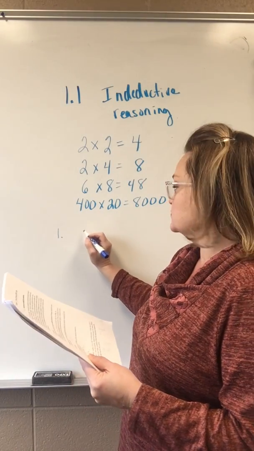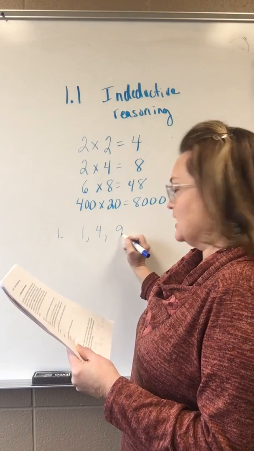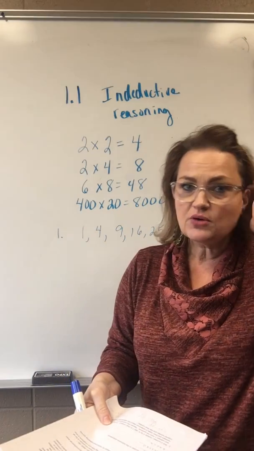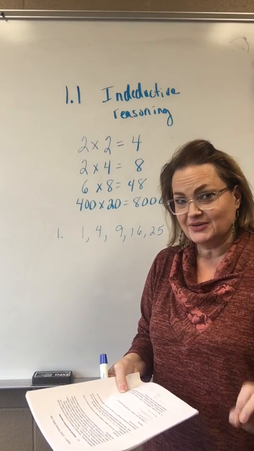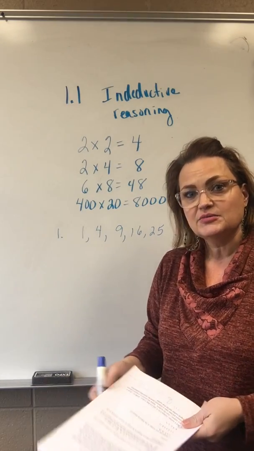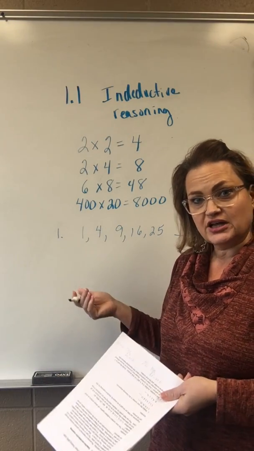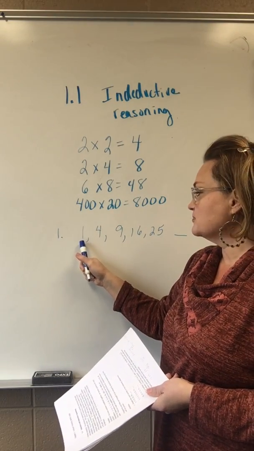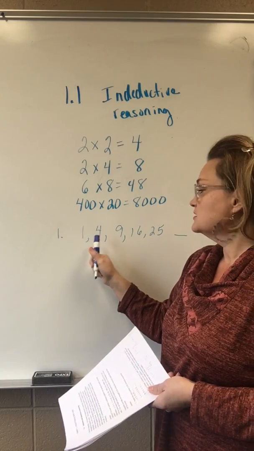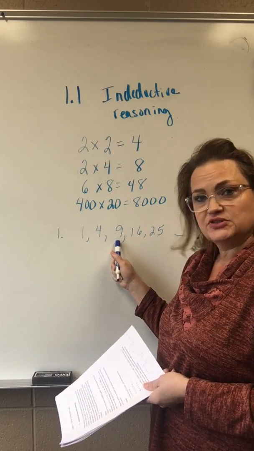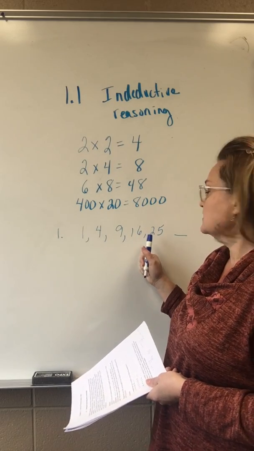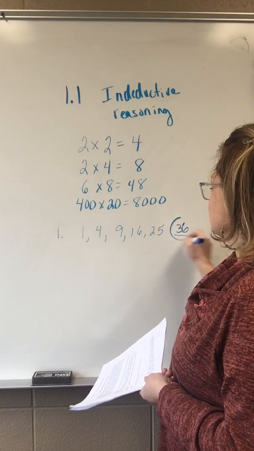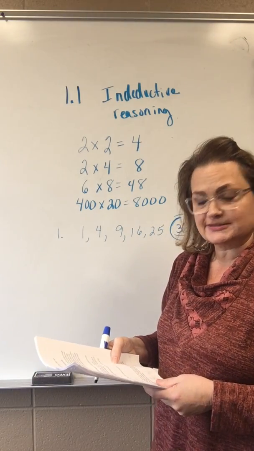So the first one, we have 1, 4, 9, 16, 25, and it says predict the next number in the sequence. There's no way to prove what the next number in the sequence would be. Again, with inductive reasoning, we're not proving anything, but just based on the pattern, what does it look like? So you could argue this with me, but the pattern that I'm seeing, these are the perfect squares. 1 times 1 is 1, 2 times 2 is 4, 3 times 3 is 9, 4 times 4 is 16, 5 times 5 is 25, so the next one would be 6 times 6, 36. Based on the pattern, I expect that to be 36.